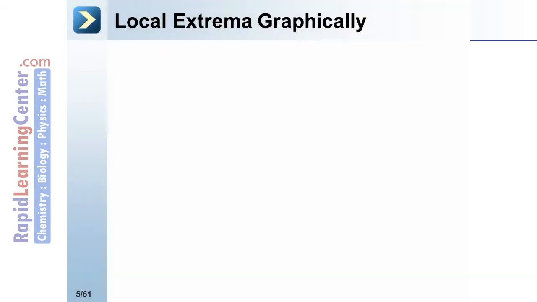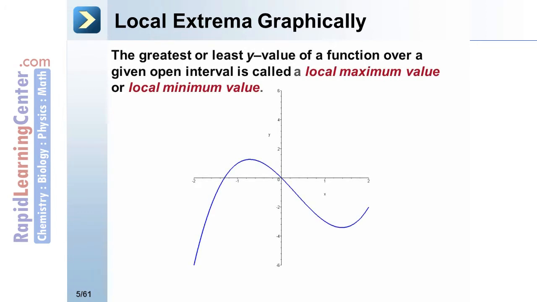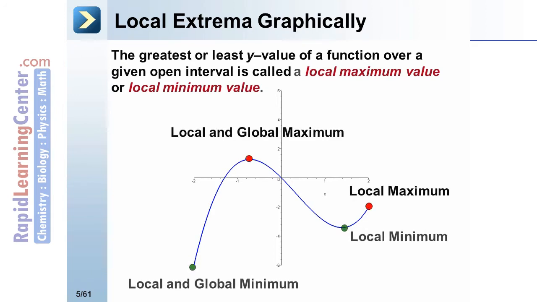Let's take a look graphically at what a local extrema looks like. The greatest or least y value of a function over a given open interval is called the local maximum value or the local minimum value.